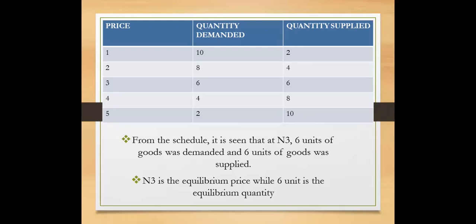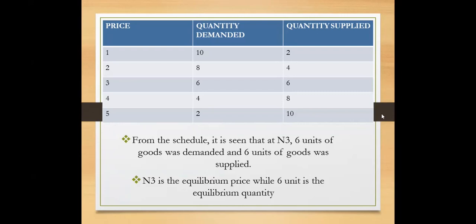Now, from this table or schedule, we can see that at a price of 3 naira, 6 units of goods were demanded and 6 units of goods were supplied. What does that tell us? It means 3 naira is the equilibrium price, while 6 units is the equilibrium quantity. You can see now that at 3 naira, the same quantity of goods was demanded, and the same quantity of that same goods was supplied. There is no addition, there is no reduction, it is balanced. This is what we mean by equilibrium.